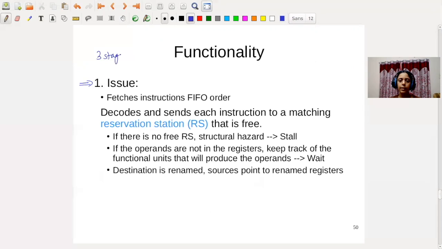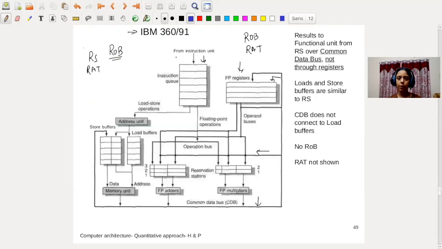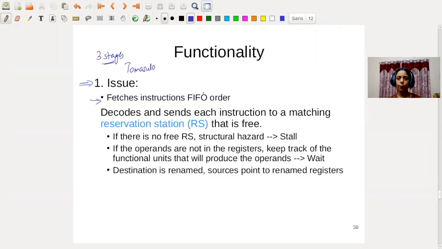The first one is called the issue stage. So there are different terminologies in modern machines and modern processors, but the terminology used in this Tomasulo machine is as follows. The first step is called the issue. So this covers the instruction fetch, wherein the instructions are fetched from the instruction unit to the instruction queue. So that is the fetch. They are fetched in order, that is first in, first out order.